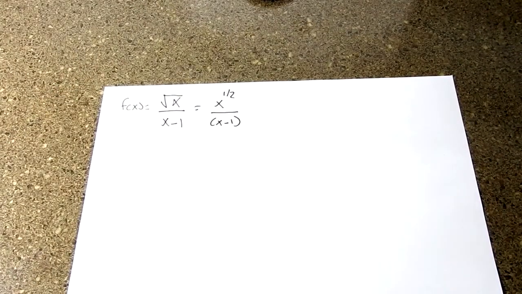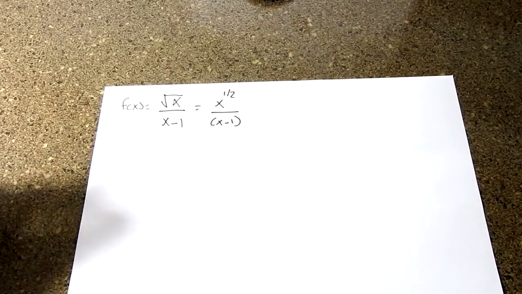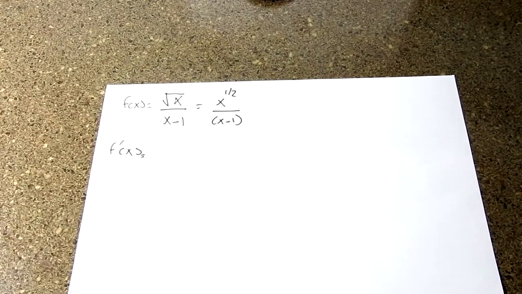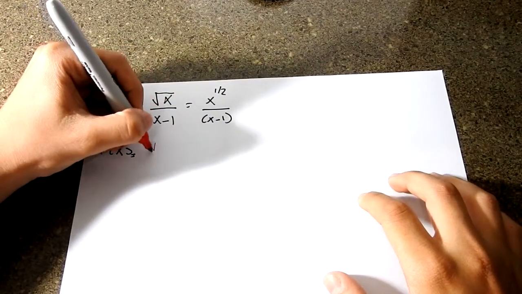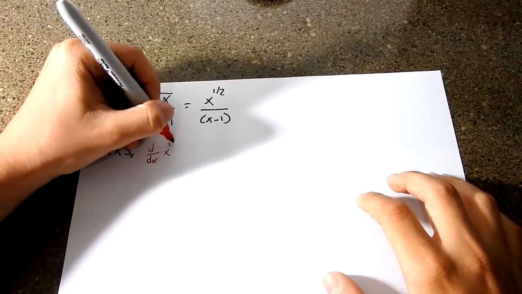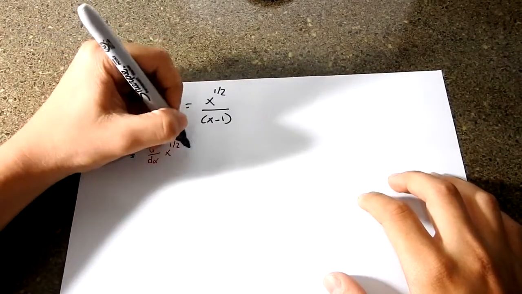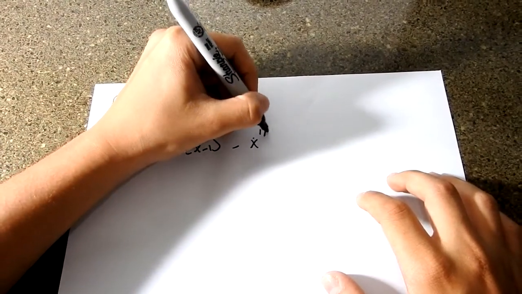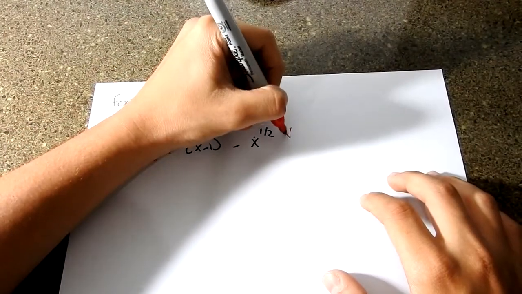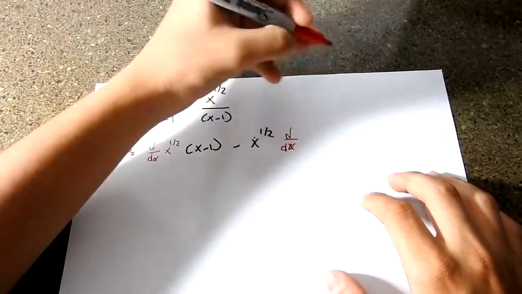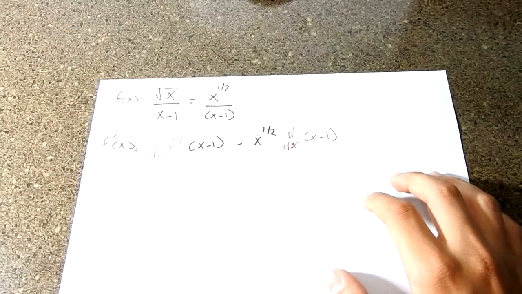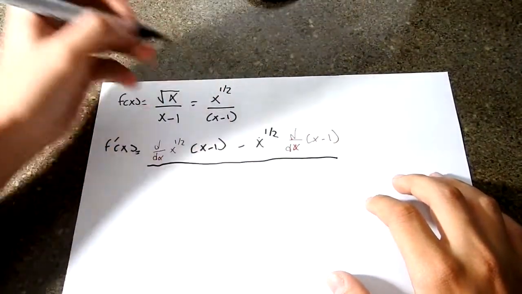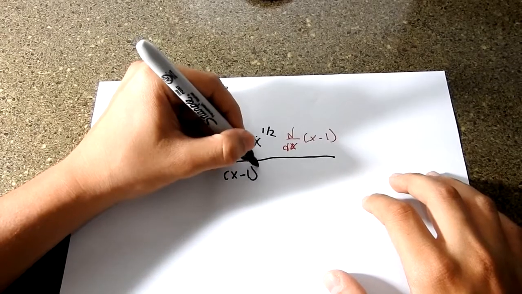So again, we have a quotient rule, so we're going to apply the process of the quotient rule. We have f prime of x is going to be derivative of numerator times denominator minus numerator times derivative of denominator, and then all of this over denominator squared, which is x minus 1 squared.